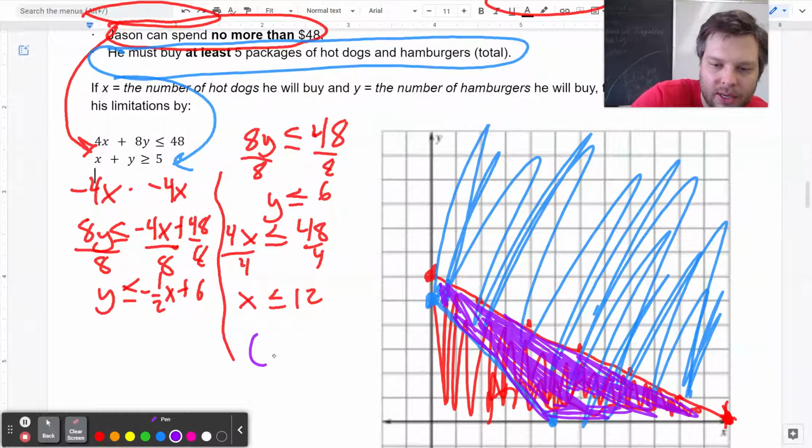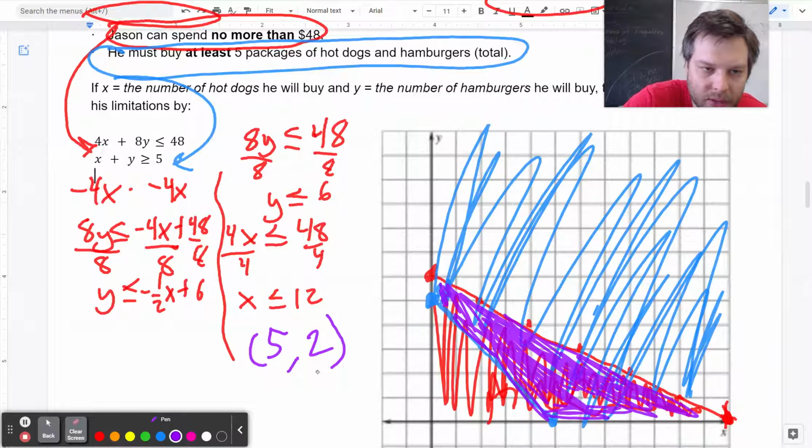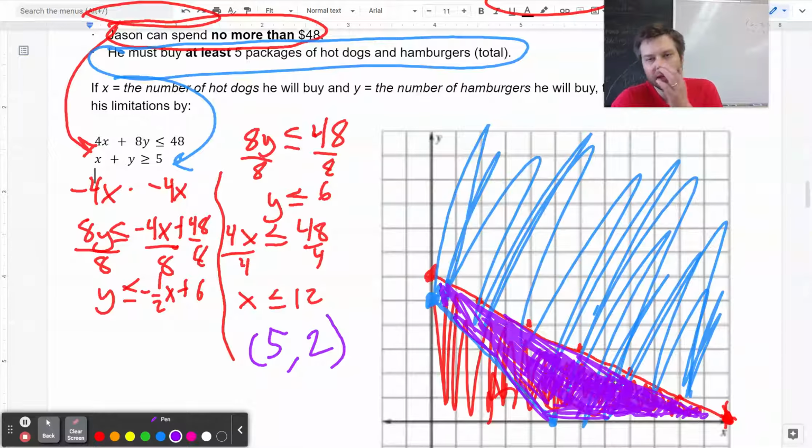For example, if x equals 5 and y equals 2, that will be at least 5 things that they bought. And 4 times 5 is 20, 8 times 2 is 16, and that adds up to be 36, which is less than $48. I chose just a random dot in the shaded region. You should do it too. Try to come up with a dot in the shaded region in your own head, and make sure that it fits both of the criteria.